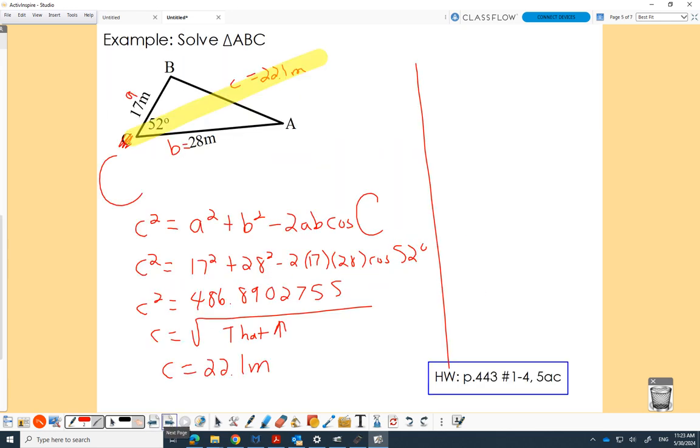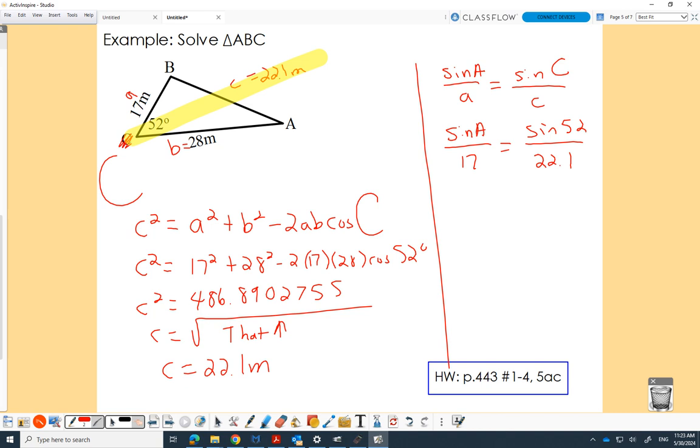And I'm ready to do sine law. Okay. Do you want to go after A or B? A. So for me, it's sine A over A equals sine C over C. And if you're totally used to doing these both flipped, it's not going to matter, friends. You can do it either way around you want. So I can do sine A over length of A, which was 17, equals sine 52 over this new number I've got, which is 22.1.